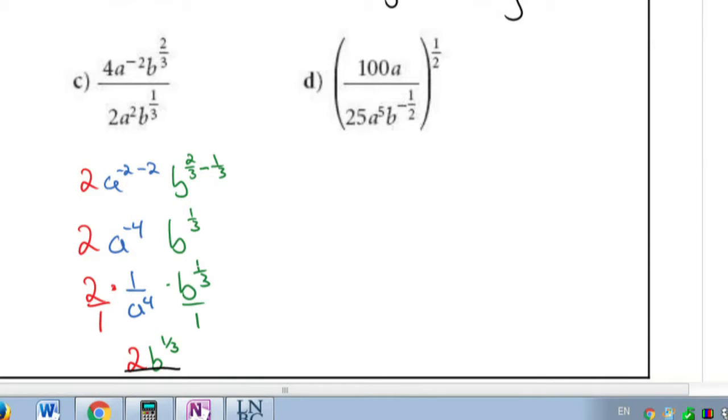So I have 100 on the top and 25 on the bottom. 100 divided by 25 is going to give me 4. I have a to the power of 1 on the top and a to the power of negative 5 on the bottom. So it's going to give me a to the power of 1 minus 5. And then I don't have anything to simplify this b with, so I'm just going to leave b to the negative 1/2 on the bottom.